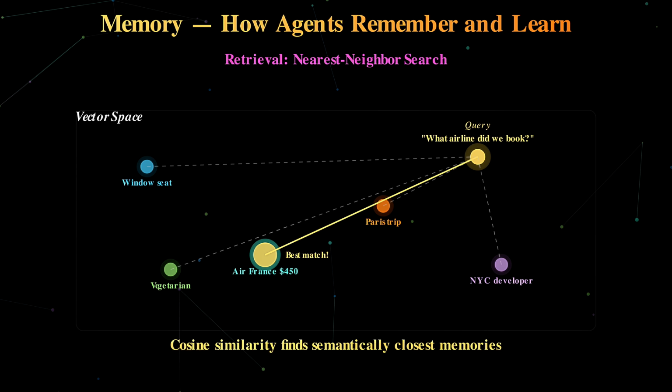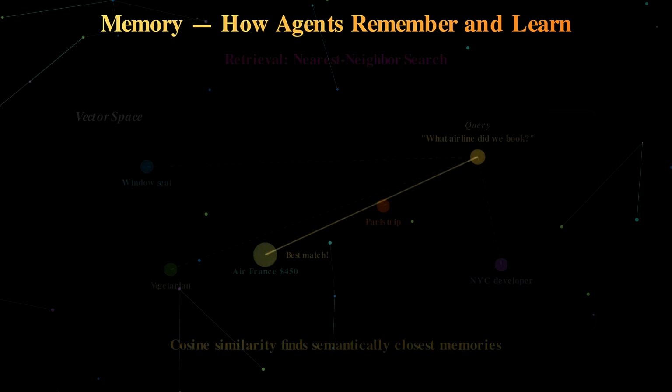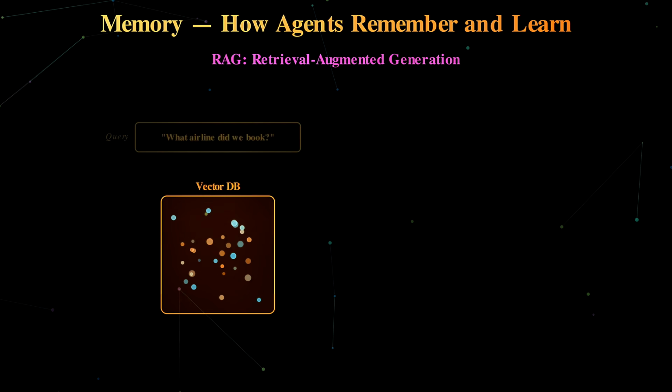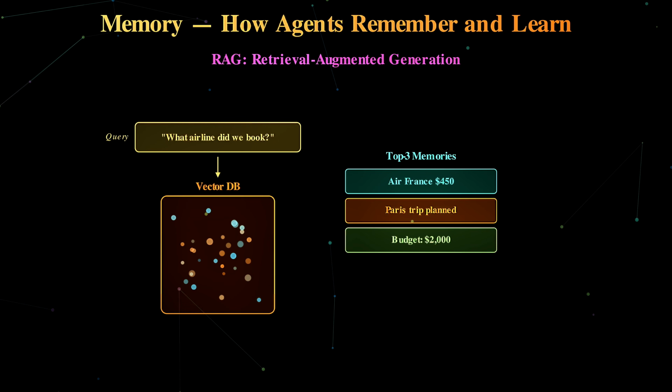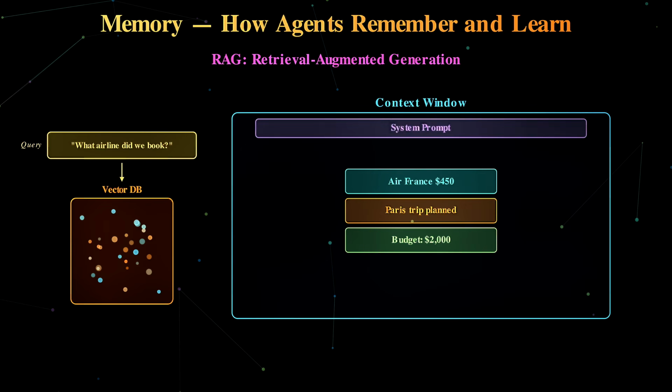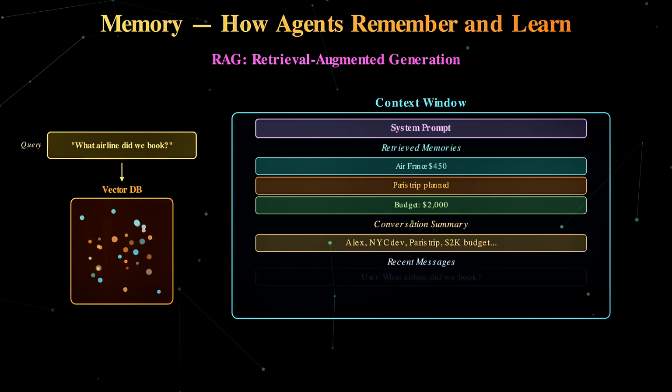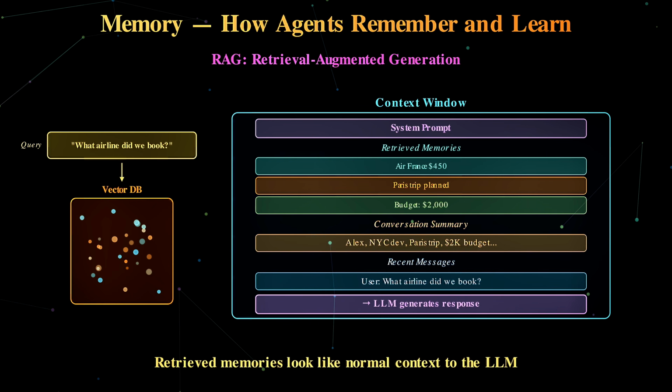The system finds the stored memory, booked Air France flight for $450, even though the wording is completely different, because the semantic meanings are close in vector space. This is the same Retrieval-Augmented Generation pattern used across many AI applications. The top K most relevant memories, usually 3 to 10, are retrieved and prepended to the conversation context as system messages. The LLM then generates its response with these memories available, but it doesn't know they came from a database. They look like any other part of the conversation.